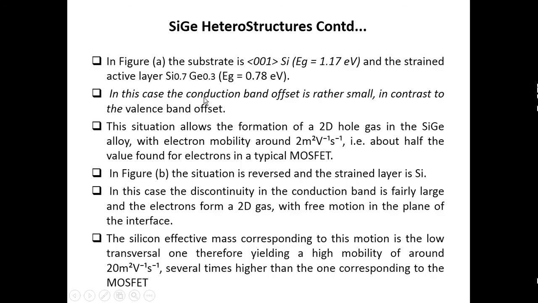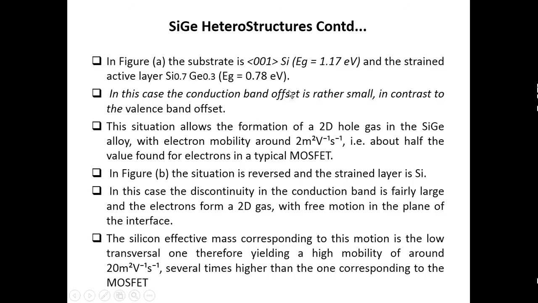In this case, the conduction band offset is rather small in contrast to the valence band offset. That is the main reason. In the Si-Ge structure in which the silicon, which is used as the substrate, is grown in the 001 direction, and the strained active layer is Si-Ge, the conduction band offset is rather small. It is small compared to the valence band offset. And this particular condition allows the formation of a 2D hole gas.